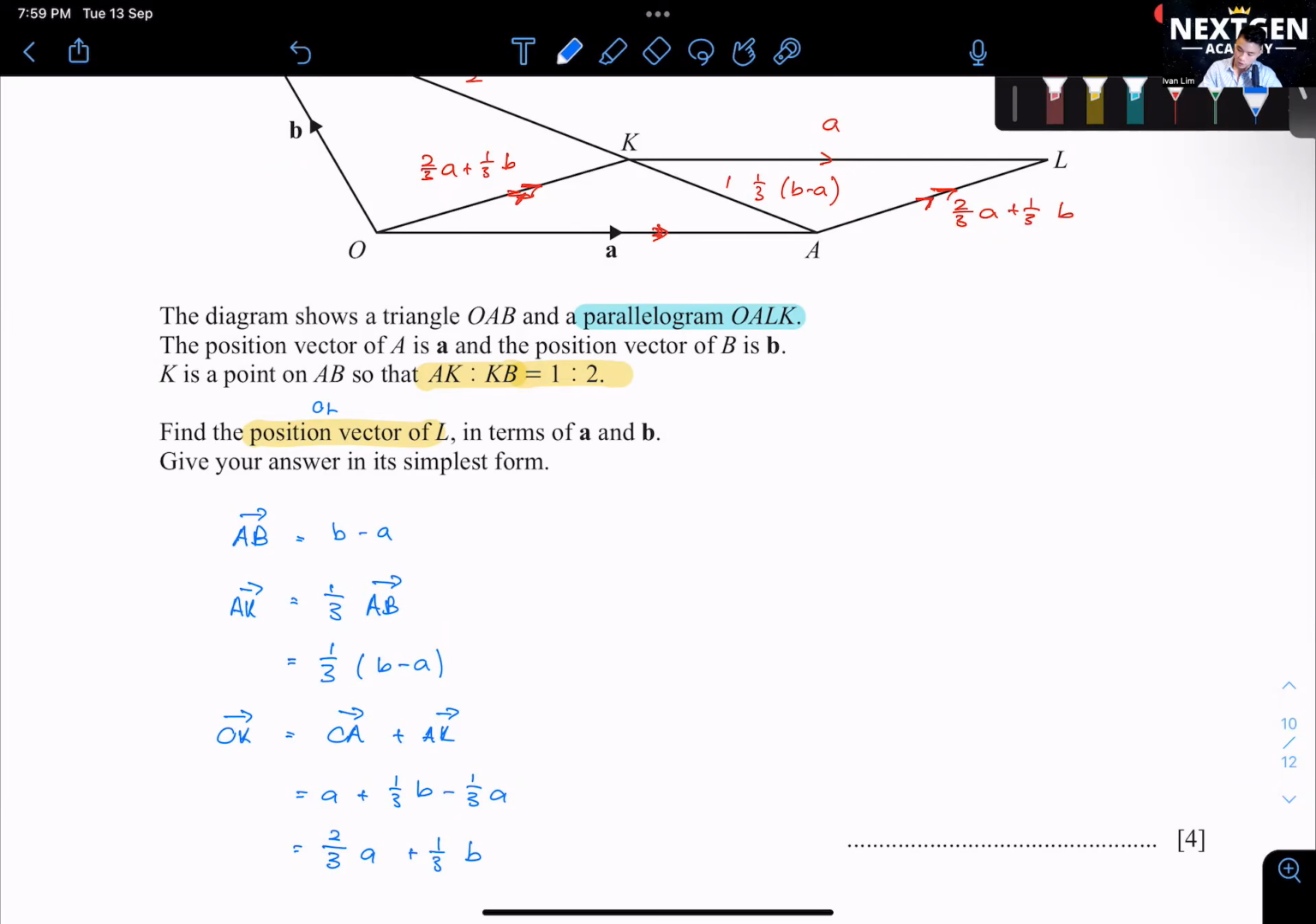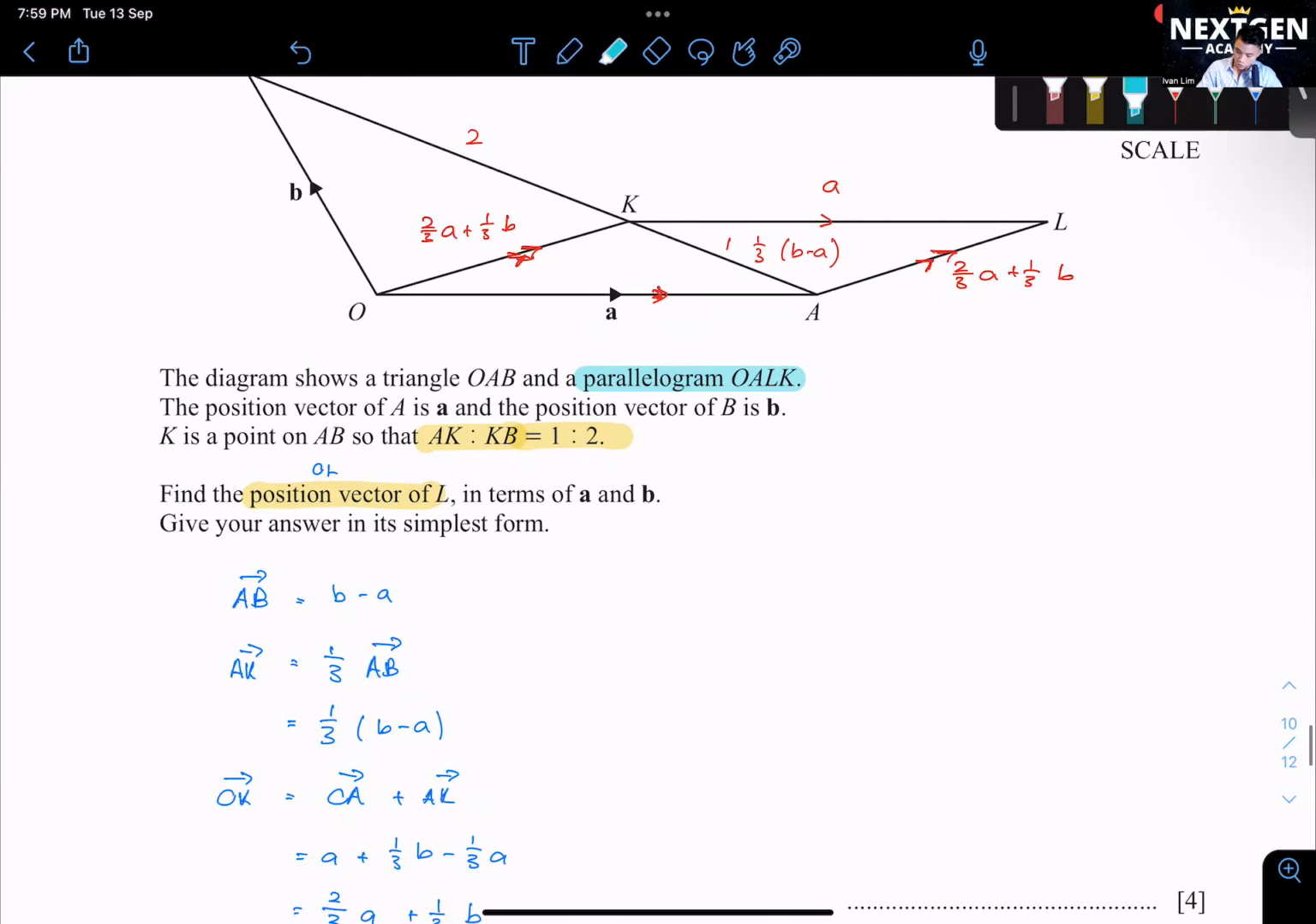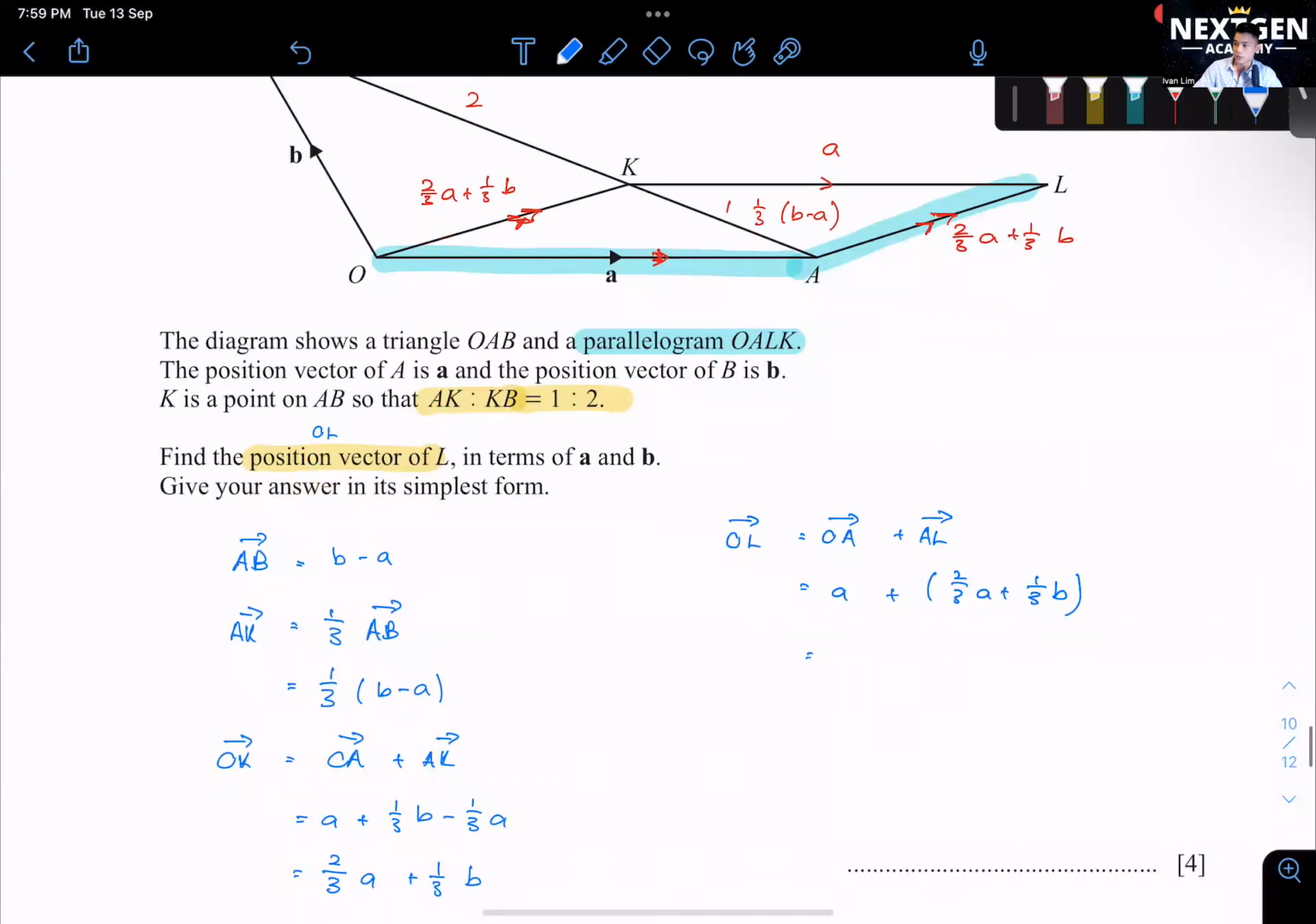So OL, I can say OL is OA plus AL. I just need to follow this path. OL equals OA plus AL, which is a plus 2/3 a plus 1/3 b. Just add it all up together, you will get 5/3 a plus 1/3 b.